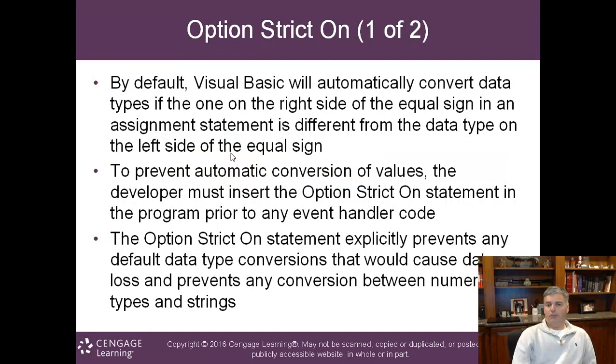So by default, Visual Basic will automatically convert data types if the one on the right side of the equal sign in an assignment statement is different from the data type left of the equal sign. To prevent automatic conversion of values, a developer must insert the Option Strict On statement in the program prior to any event handler code. The Option Strict On statement explicitly prevents any default data type conversions that would cause data loss and prevents any conversion between numeric data types.